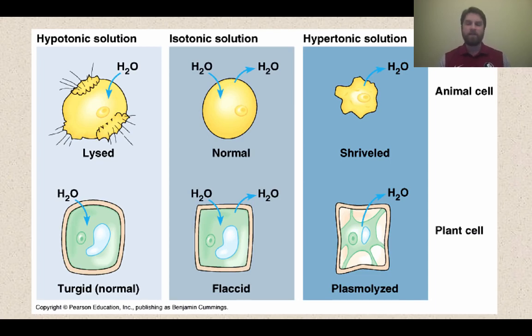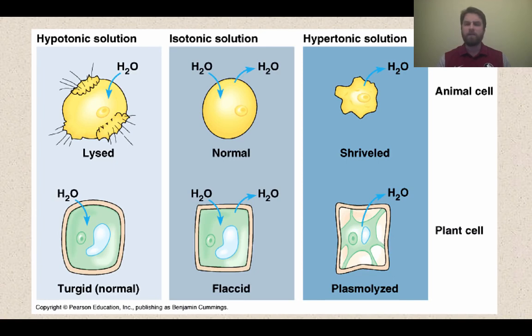If you put a plant cell in an isotonic solution, you're going to have water moving in and out freely. You're not going to hold on to as much water as the plant wants to, and so we would call that a flaccid cell. So that is not ideal for the plant. That's what plants look like when they begin to wilt just a little bit.